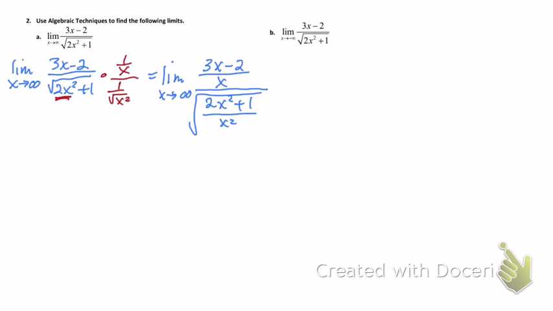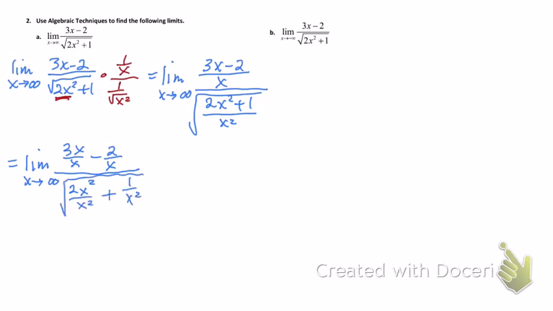Now if you remember what we did in problem 1, we split the numerators in both cases. So I've got 3x divided by x, 2 divided by x in my numerator. The denominator, what's that going to give me? Well, something similar, it's just under a radical. Next thing we do is cancel out the x's in the numerator and the x squares in the denominator, which leaves us this.